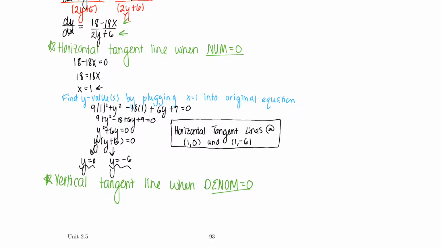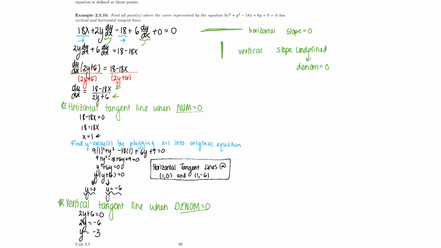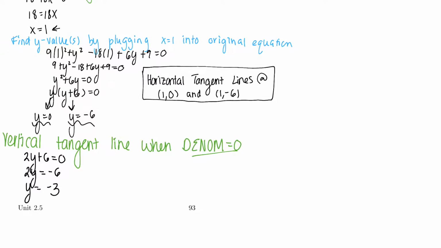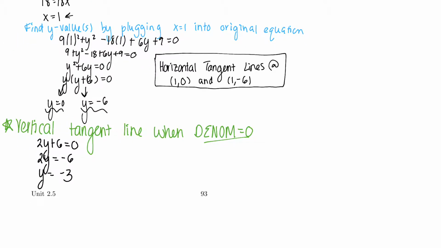And it's the denominator of the derivative, right? Because the derivative gives us the slope of the tangent line. So we have 2y plus 6 equals 0. 2y equals negative 6. Y equals negative 3. In this case, we are finding x values by plugging this y value into the original equation, which is all the way up here. But you have your notes in front of you, hopefully, so you can just reference that. So to find the x value, I'm plugging negative 3 in for y.